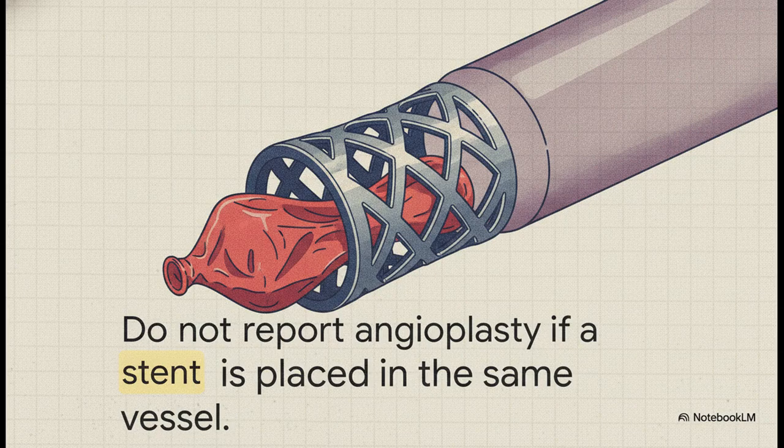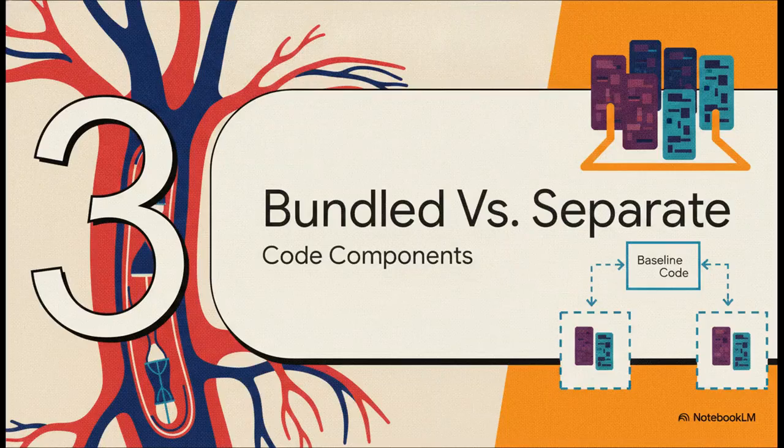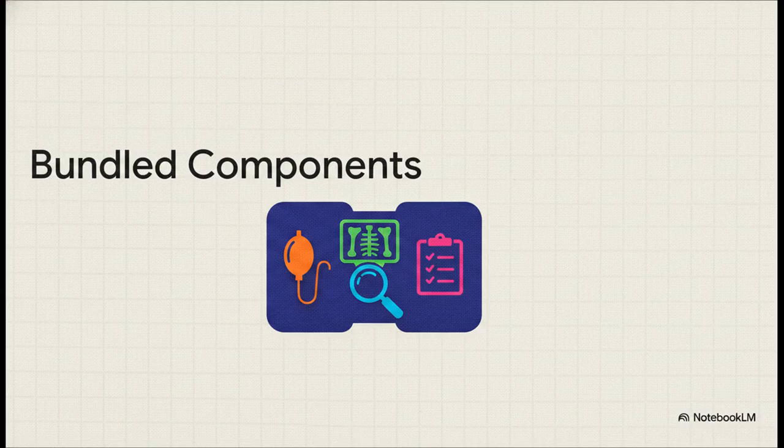Stenting trumps angioplasty in the same vessel every single time. Let's shift gears to Section 3, Bundled versus Separate Codes. The modern CPT codes for angioplasty without stenting are totally comprehensive. Back in the day, codes used to be very specific to anatomical location, but the current ones are universal and they bundle a ton of work together.